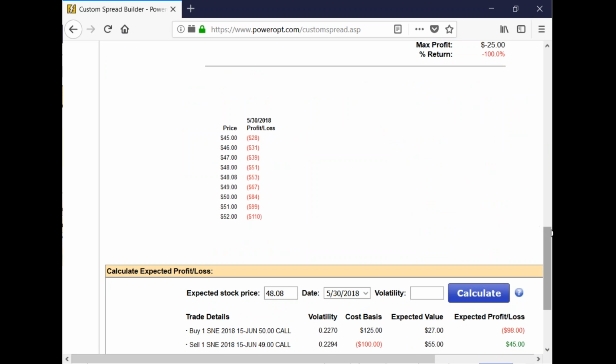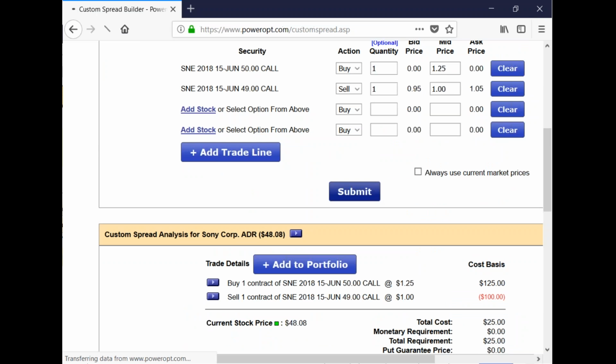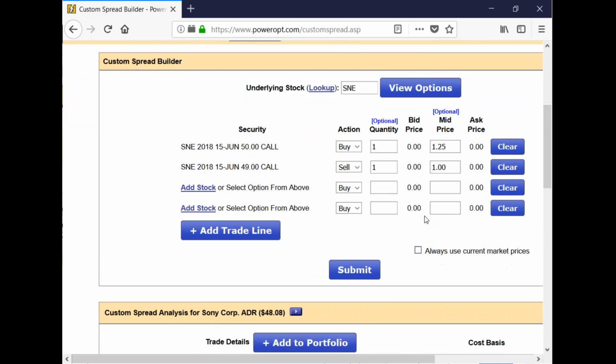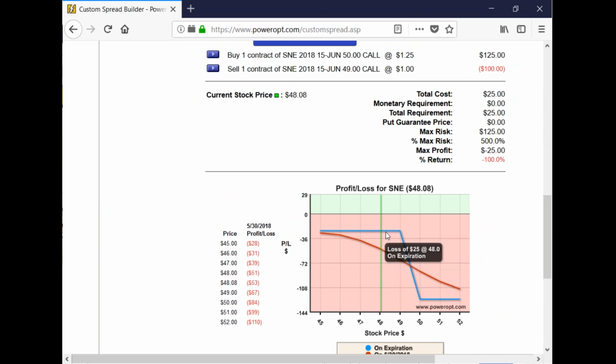I'm sorry, folks. It didn't want to load the graph for us there. It doesn't like graphing, I think, a bear call credit. There we go. So in this case, remember, I could lose the full 125 by selling this call here. What does it do? Well, it just hedges me a little bit. But again, I can still lose 125 if the stock moves up above 50.